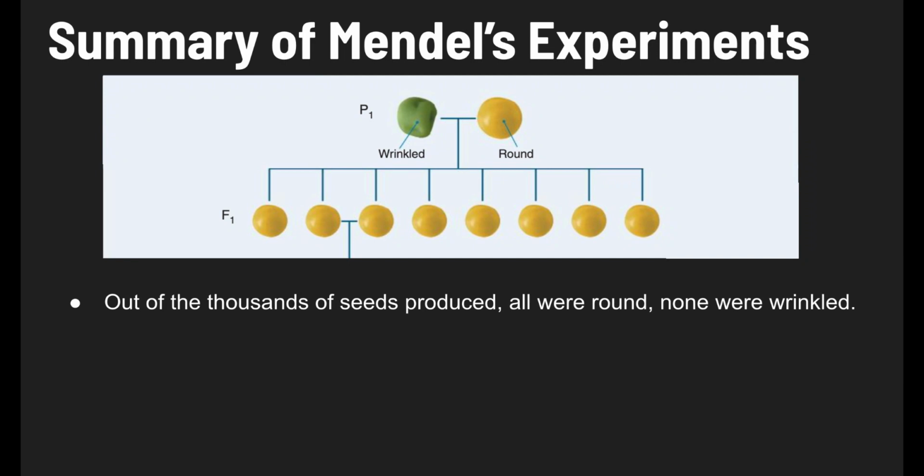Now, what did he observe? So out of the thousands of the seeds that were produced, all of them were round. Every single one of them. None of them were wrinkled. So that's what you see here. These represent the parents. You've got a wrinkled parent and a round parent. And all the offspring were round.